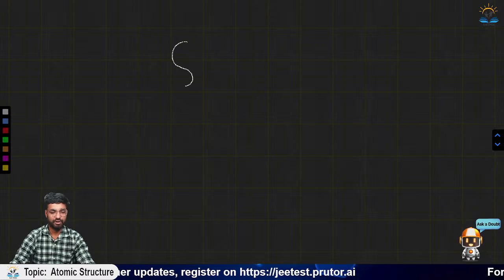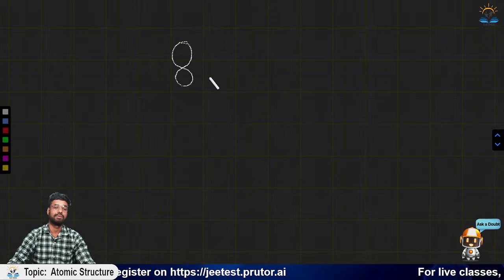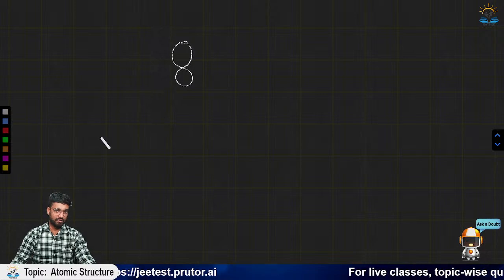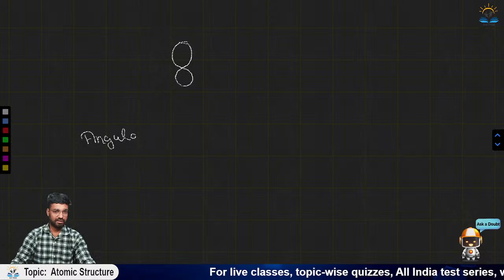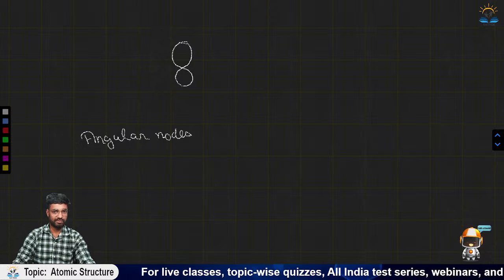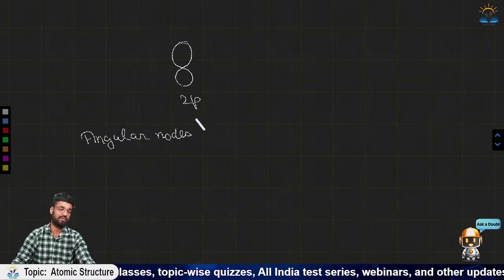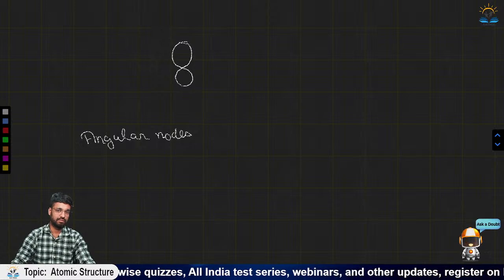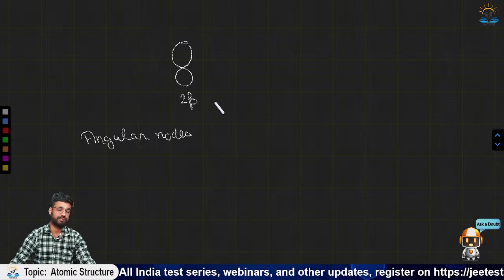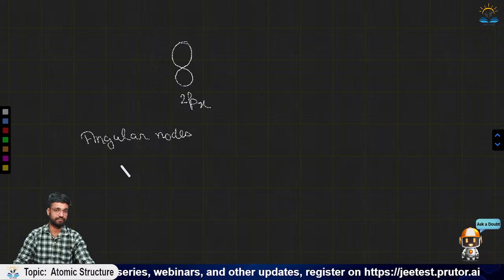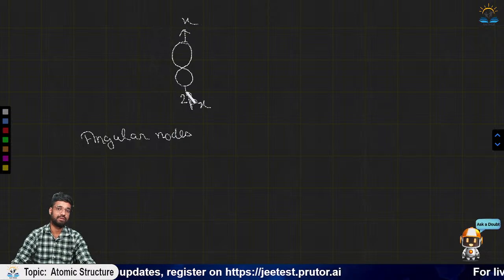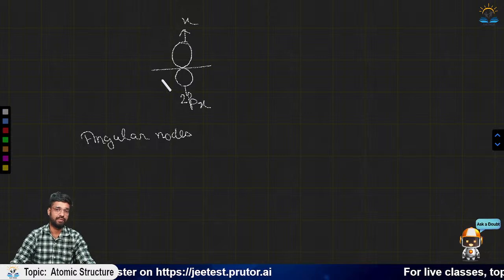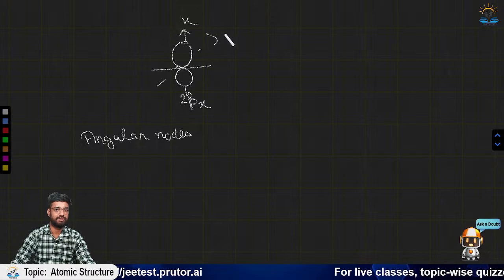This is a p orbital we have. So what is the number of angular nodes? Suppose this is a 2p orbital. This is 2px, oriented around the x direction. This is the y direction. This is the z direction.